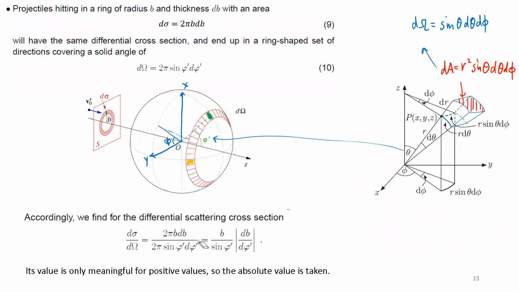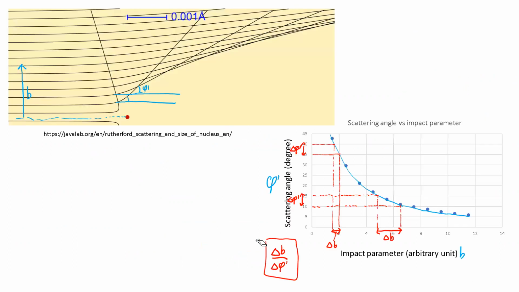Here I just cancel out the factor of 2π, and you also see that I put an absolute sign for this db/dφ′. This is because, by definition, this differential scattering cross section is an absolute value. That's why I put an absolute value for this db/dφ′. From this example already, you can see that this db/dφ′ is the inverse of the slope of this curve.